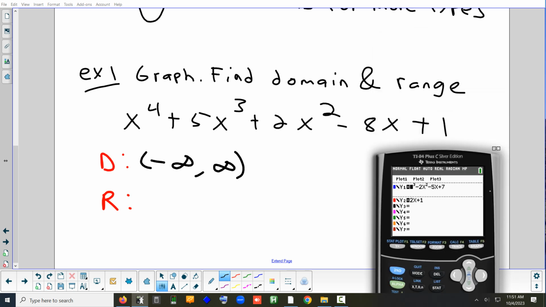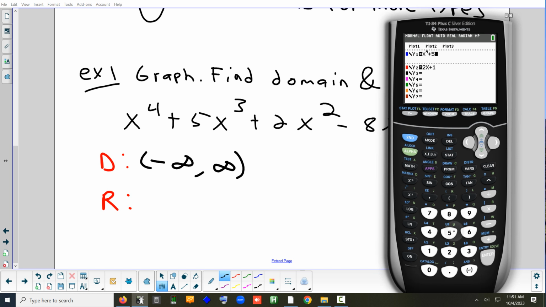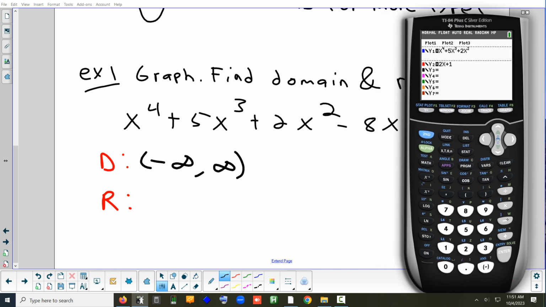Okay, to figure out the range, the easiest way to do it is just type it in on the calculator and see what it looks like. Now, we've got all the terms: fourth, third, second, first, constant. So it's probably going to do all the twists and turns, because it's more complicated. So we got x to the fourth plus 5x cubed plus 2x squared minus 8x plus 1. Okay, and then hit graph.